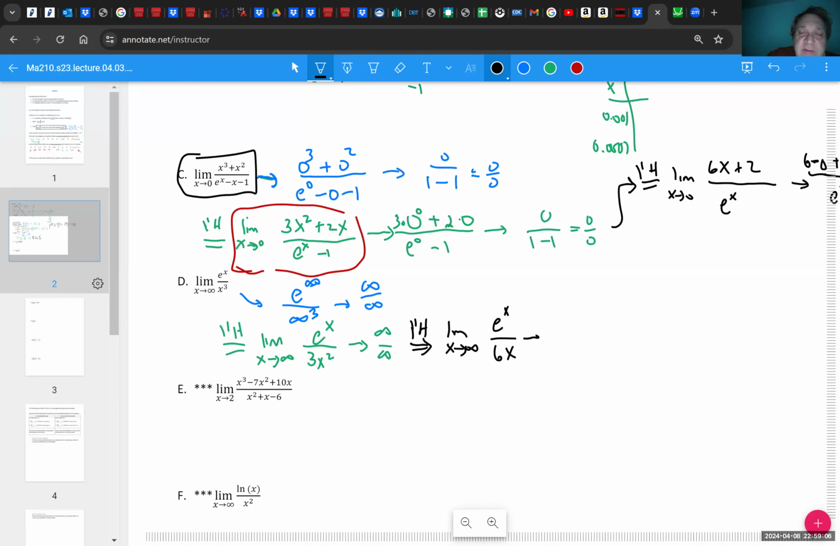And this is still going to infinity over infinity. E to the infinity is infinity. 6 times infinity is infinity. So I'm going to apply L'Hopital's rule a third time. I get the limit as x approaches infinity. Derivative of e to the x is still e to the x. Derivative of 6x is 6. And this goes to infinity over 6, which is equal to infinity. So we had to apply L'Hopital's rule 3 times there.